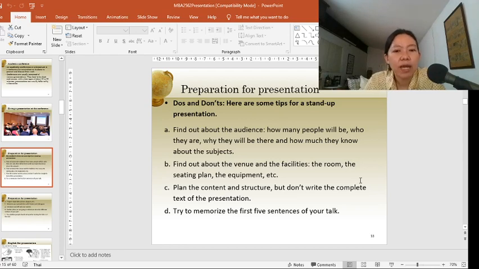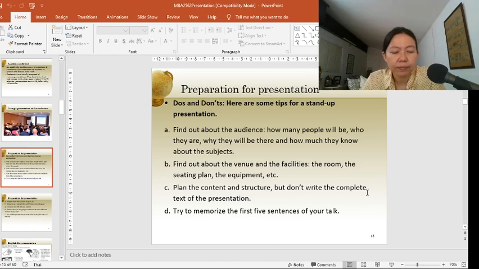Next, find out about the venue and the facilities. Check the room, check the seating plan, check if the equipment works. Check if you want a microphone, do they have a microphone, do they have speakers, do they have a whiteboard or flip chart in case you need it.